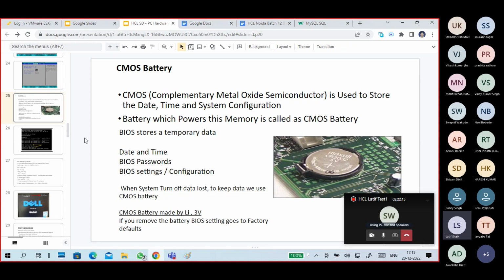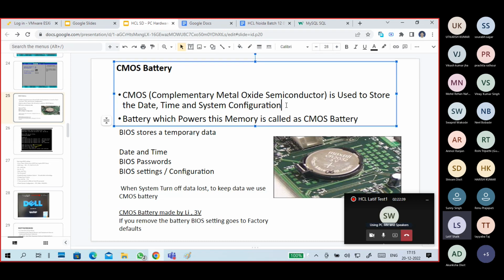Sir, the date, time, password and system settings are all stored in BIOS, not in CMOS, right? Not in CMOS. CMOS is just a word, a technology, a transistor technology used by the manufacturing company. Okay, sir, because the first point is written that it is used to store the date, time, and system configuration. Very good. Thank you.